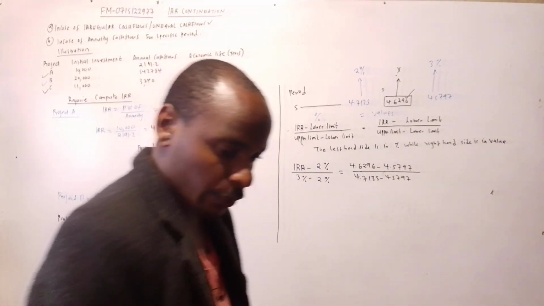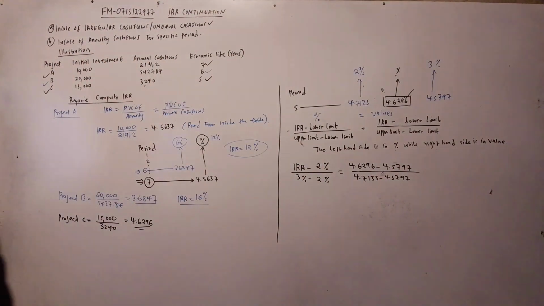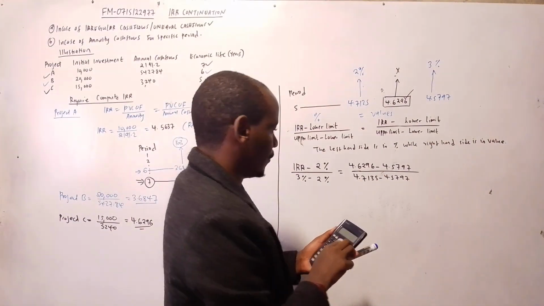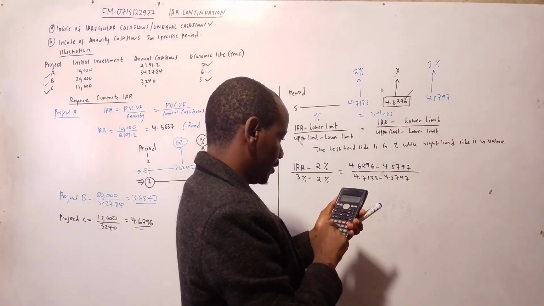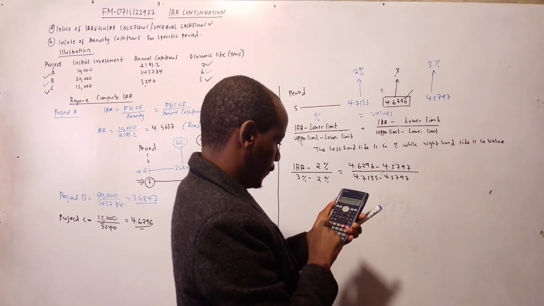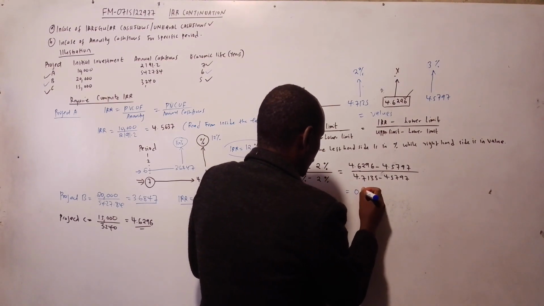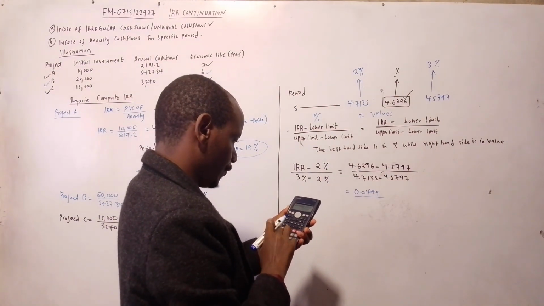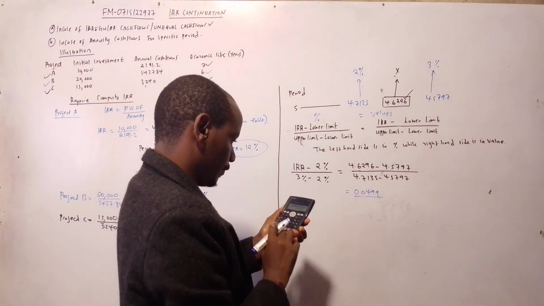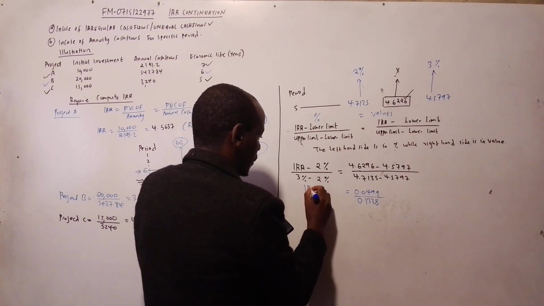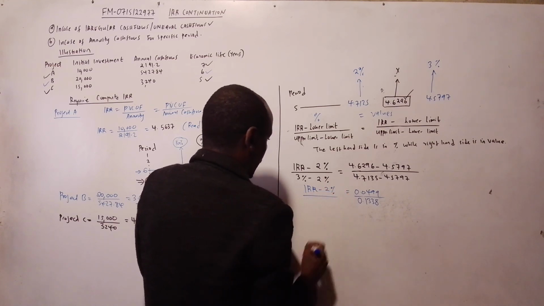Now we shall make use of our calculator. So let us find the other side first. 4.6296 minus 4.5797 gives 0.0499, divided by 4.7135 minus 4.5797, which is 0.1338. So IRR minus 2% divided by the 1%.